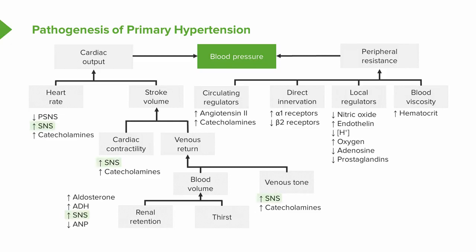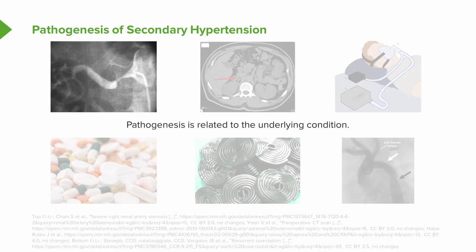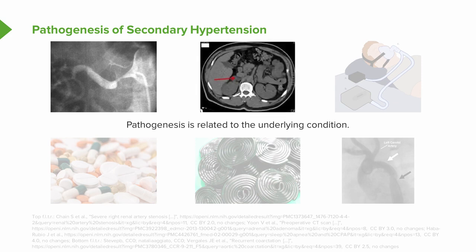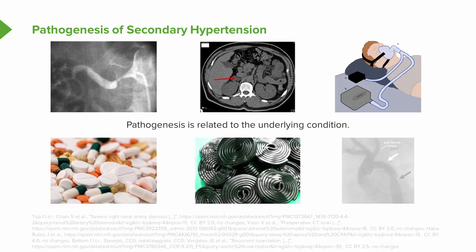We have things like an increase in sympathetic nervous tone. We have activation of RAS that will increase cardiac output. We also have local and circulating regulators that will ultimately increase peripheral vascular resistance and manifest as primary hypertension. This is in contrast to secondary hypertension, where the pathogenesis is related to the underlying condition. This is due to things like renal vascular disease, a functioning adrenal adenoma, sleep-disordered breathing, medications, either iatrogenic or illicit substances, things like black licorice, typically European, and finally coarctation of the aorta.